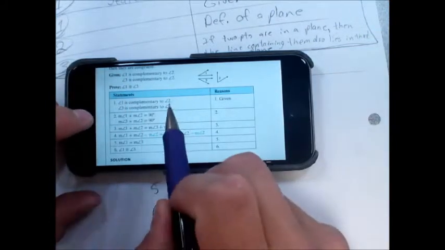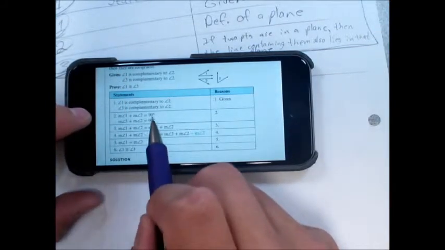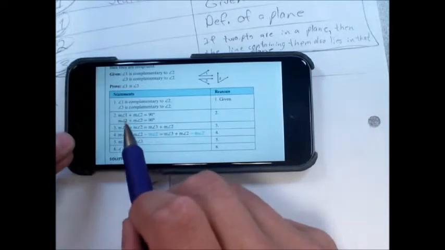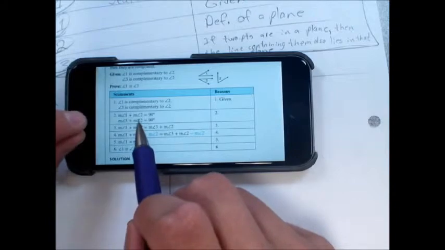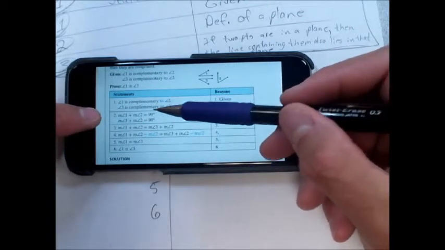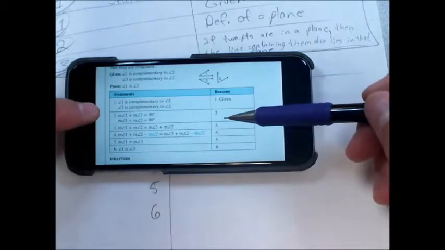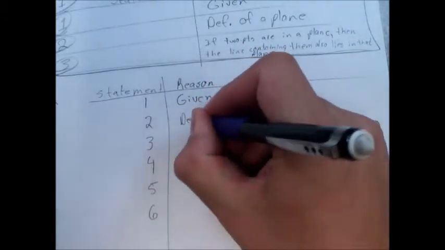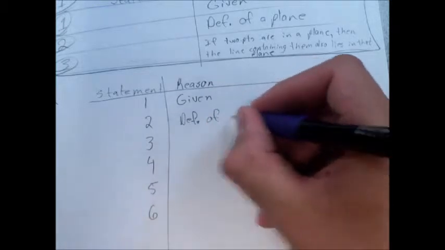If 1 and 2 are complementary, then that means that they're equal to 90 degrees when added together. If 3 and 2 are complementary, that means that they are equal to 90 degrees when they are added together. So that is just telling me that the definition of complementary angles allows me to do that. So on number 2, I would write definition of complementary angles, and then that just allows us to substitute those two properties in. So the definition, and I always write def. period, of complementary angles.